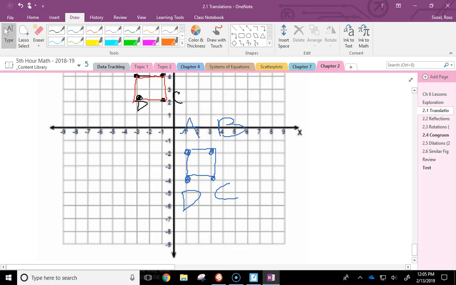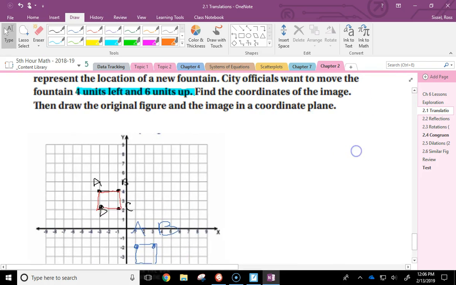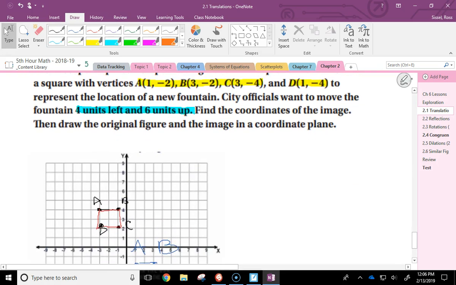Also, if you're looking at your points, I can look at any one of them and say if A was at (1, -2), and I went left 4 units, remember that affects my x, and I went 6 units up, my 1 should be 1 minus 4, should be -3, and 4. So A's new coordinates should be (-3, 4). That's the connection between the two methods.